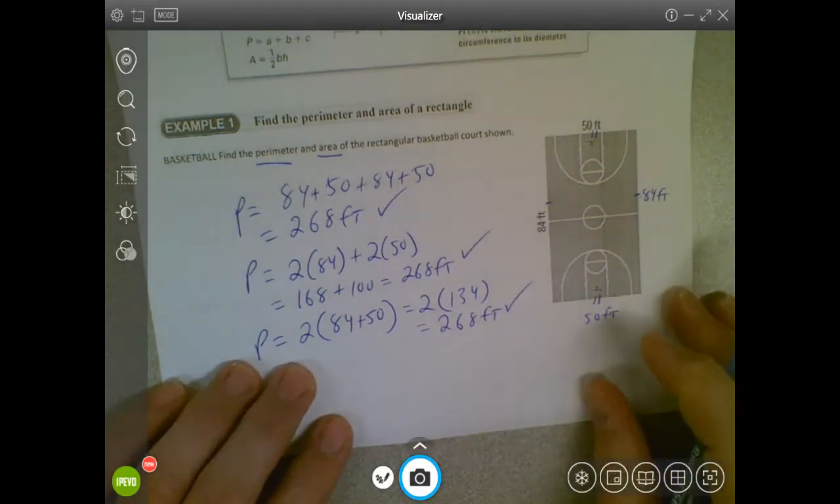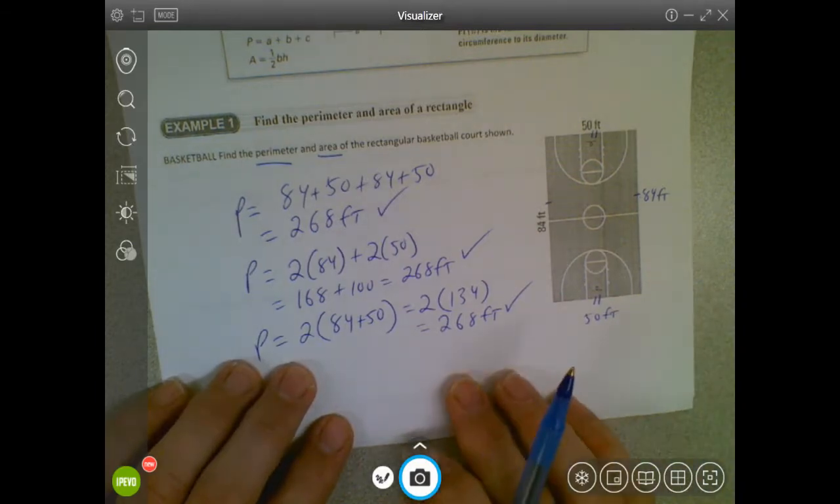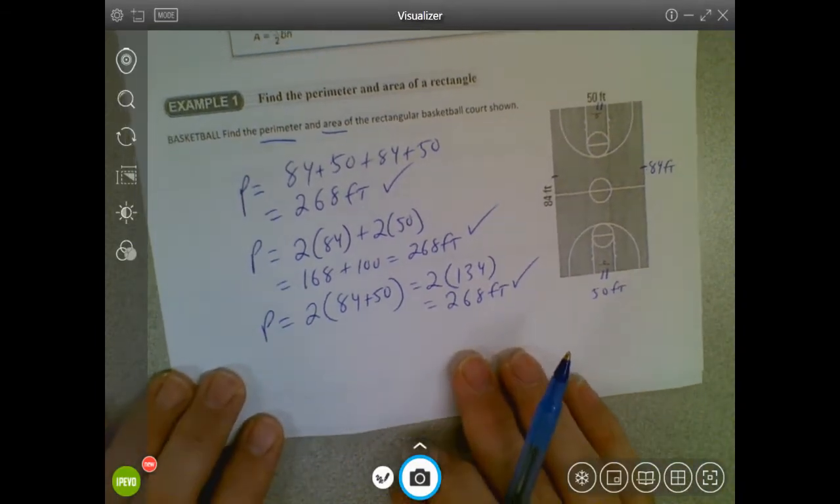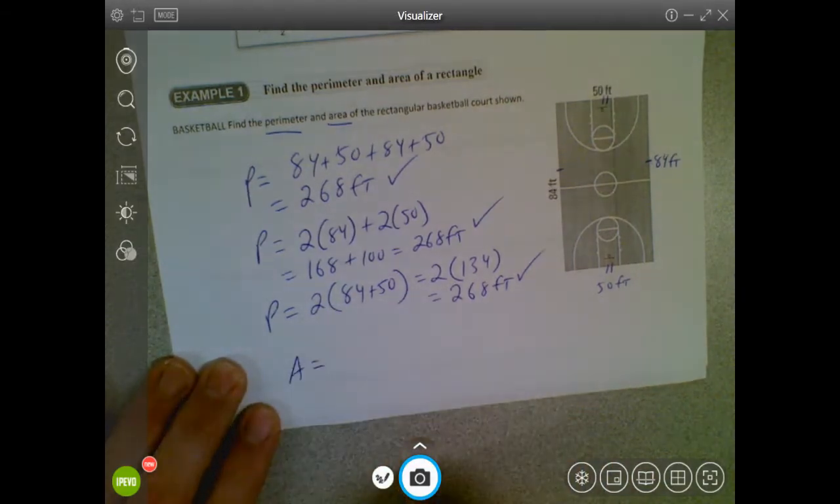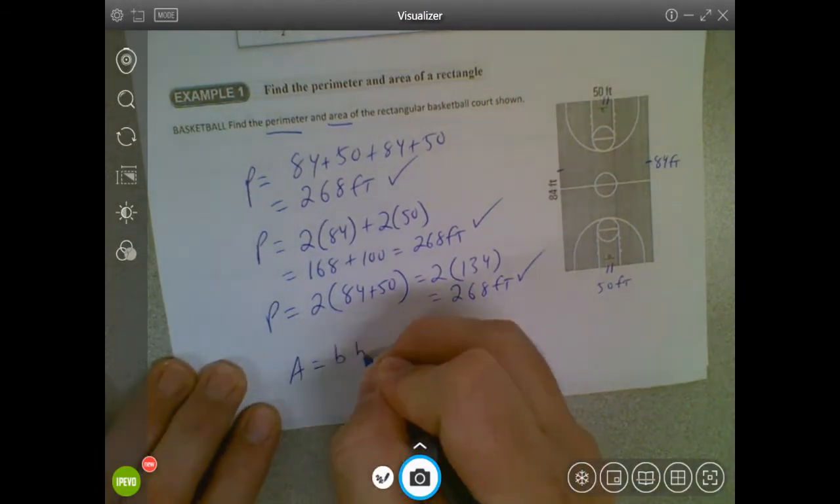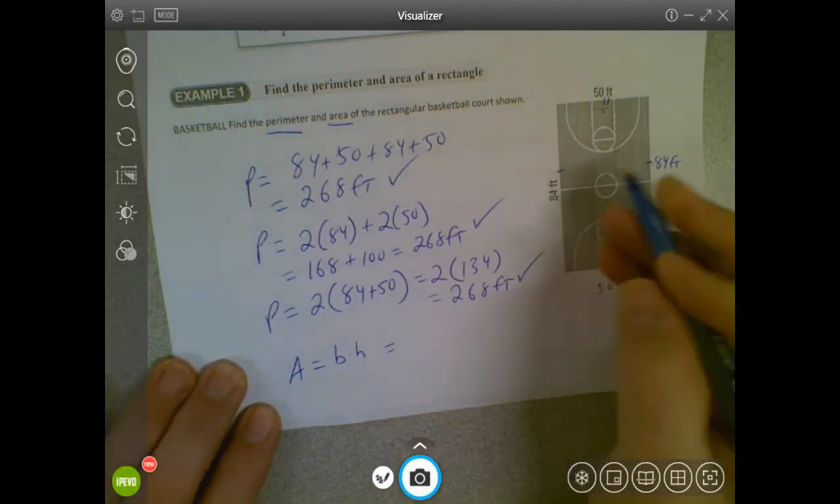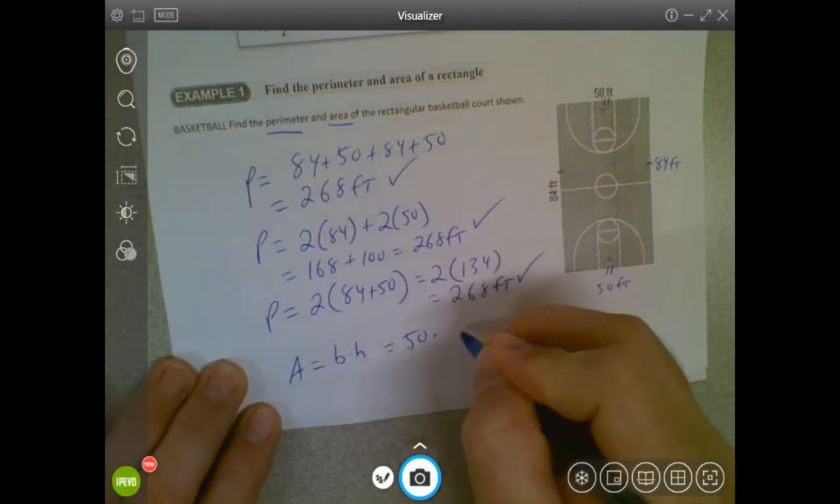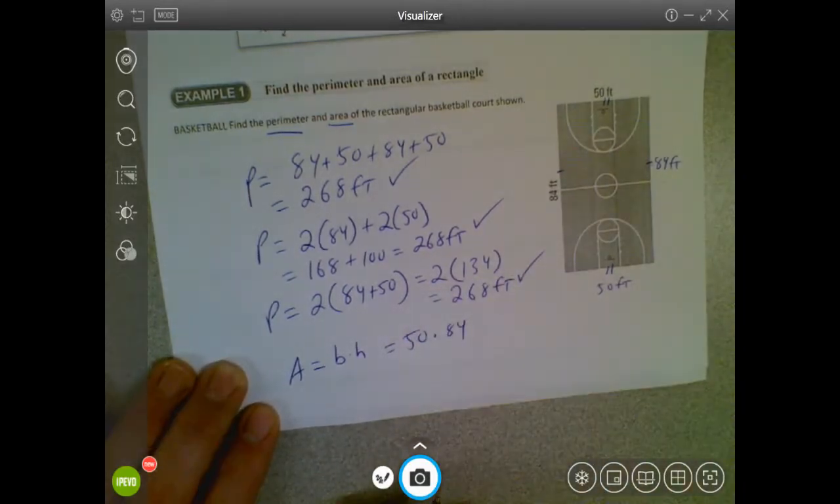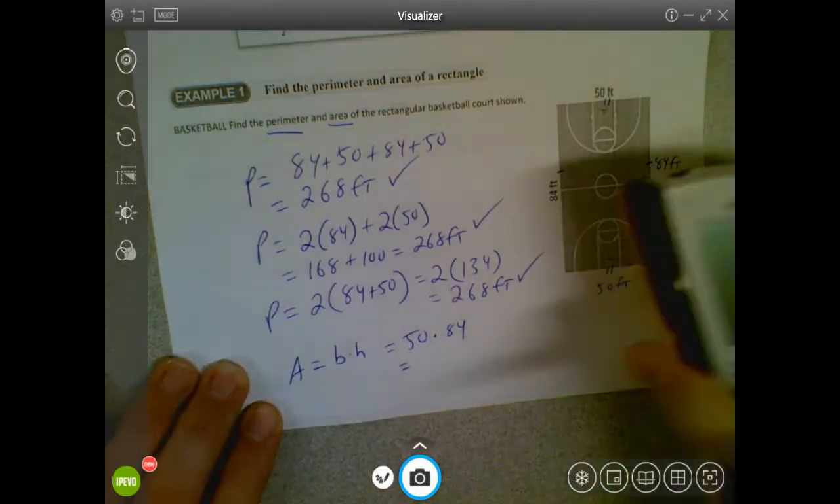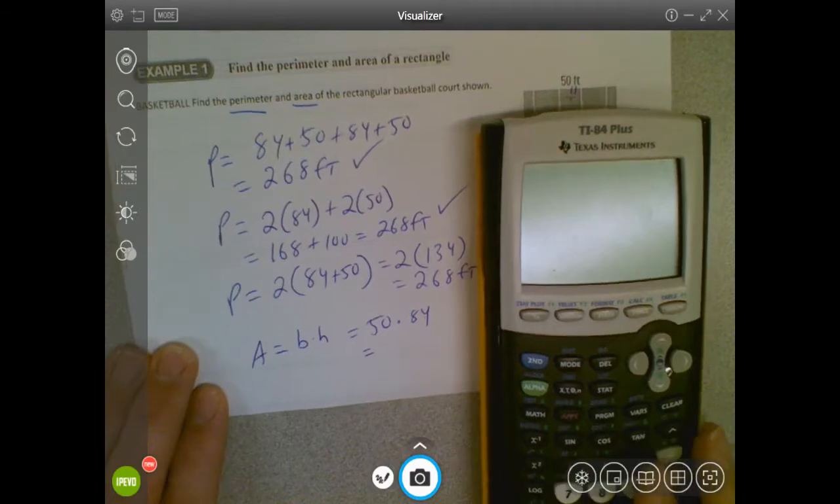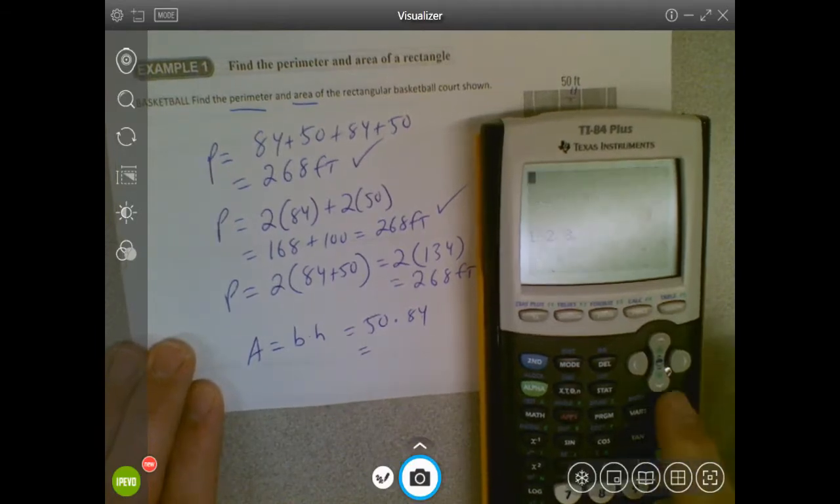And that's the perimeter. For area, there's probably only one reasonable way to go about doing that one, and that's simply using the base times height idea. So it's going to be base times height. In this case, the base is 50 times 84. So let's grab the calculator just to be sure. I don't want to mess up on my units here. So I'm going to do 84 times 50, and I get 4,200.